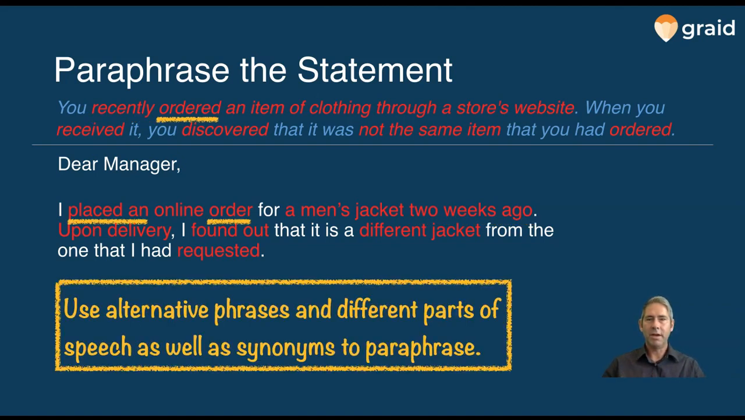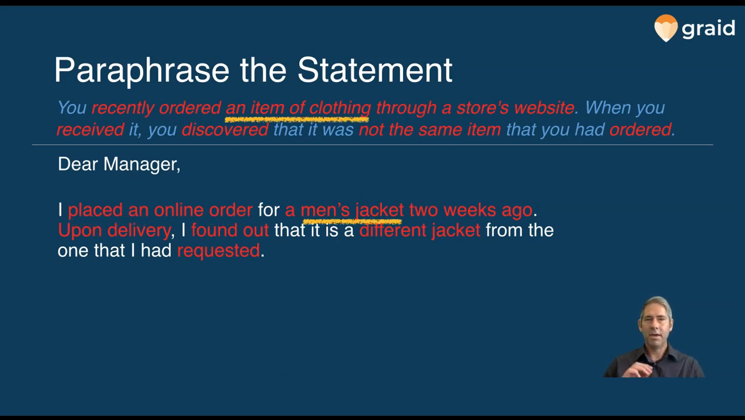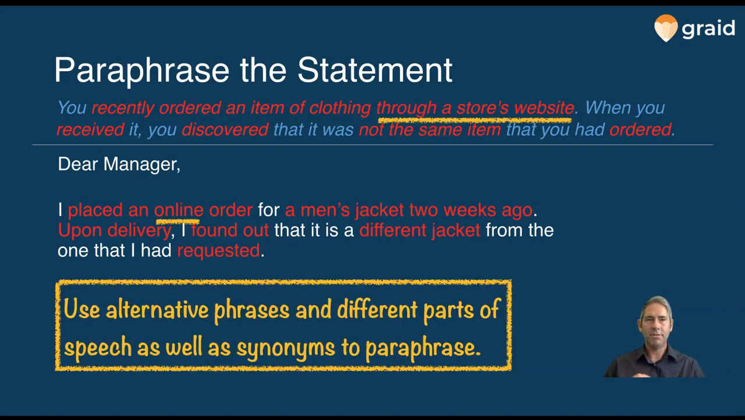Next, ordered, I'm actually going to use a different part of speech, a different phrase altogether. Ordered being the past tense verb, so I use a different phrase altogether, placed in order, where ordered, the verb, becomes a noun. So again, I'm demonstrating to the examiner that I can transform the grammar. An item of clothing, well, I just name it, man's jacket. Through the store's website, online. So again, sometimes a longer phrase can become a shorter one, but I'm just using different phrases whenever I can.